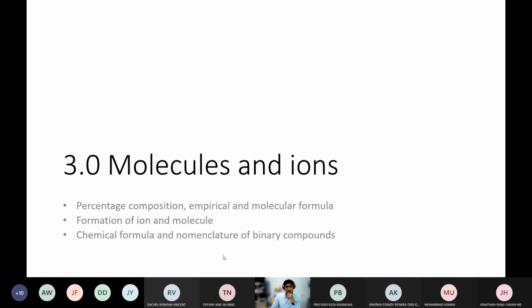Okay, so now we move on to these molecules and ions. All right.